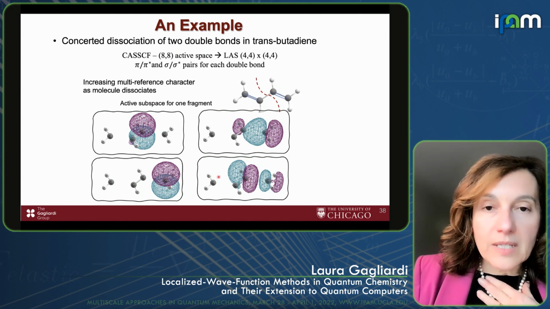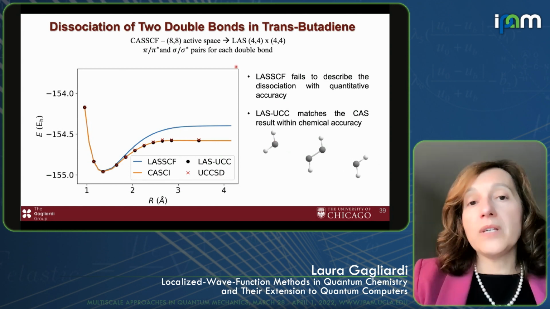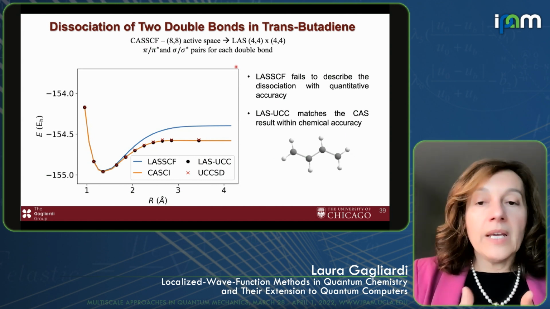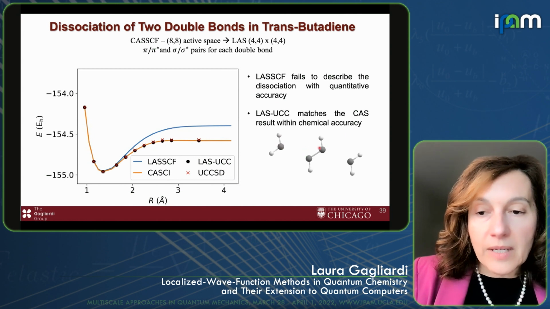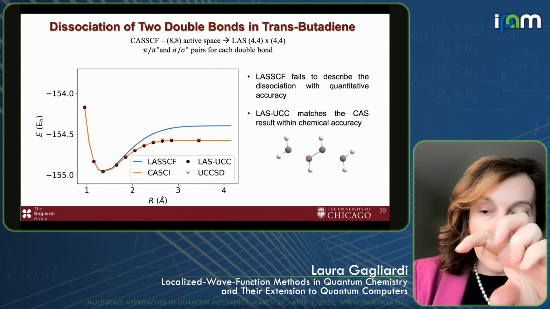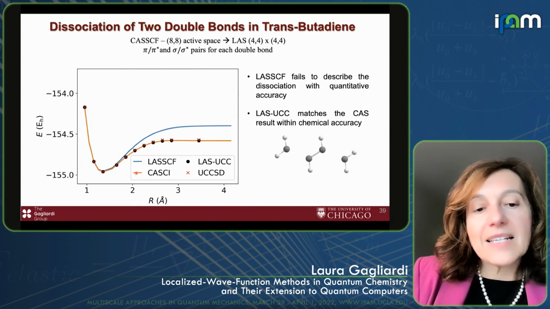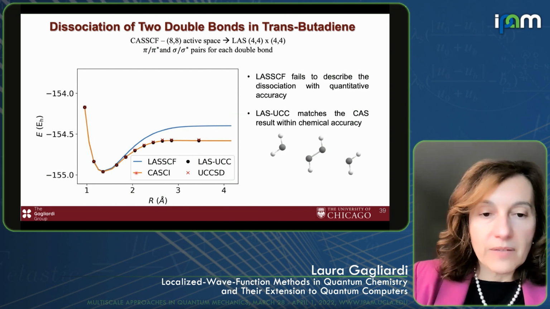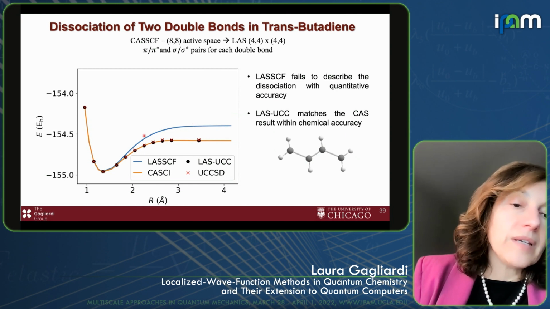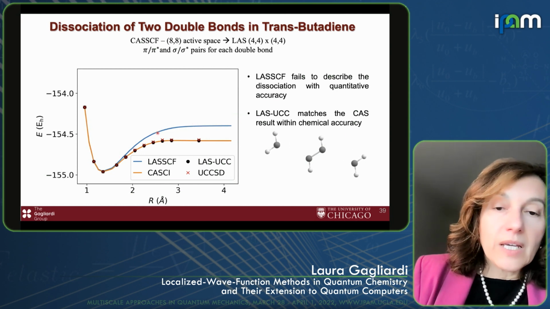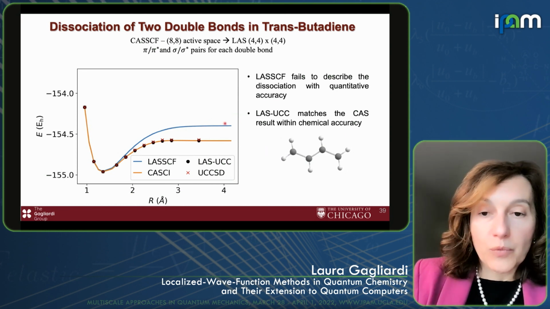So let's look, with this approach, what do we get? Here we are reporting the dissociation of these two double bonds simultaneously in these systems. And here we have the distance between each carbon and the other one in the fragment that remains still. And we report, okay, CAS-CI can be considered our reference value. If one just does LASSCF classically, in the original way, you see we are not describing correctly the system as dissociation, as we pointed out before.